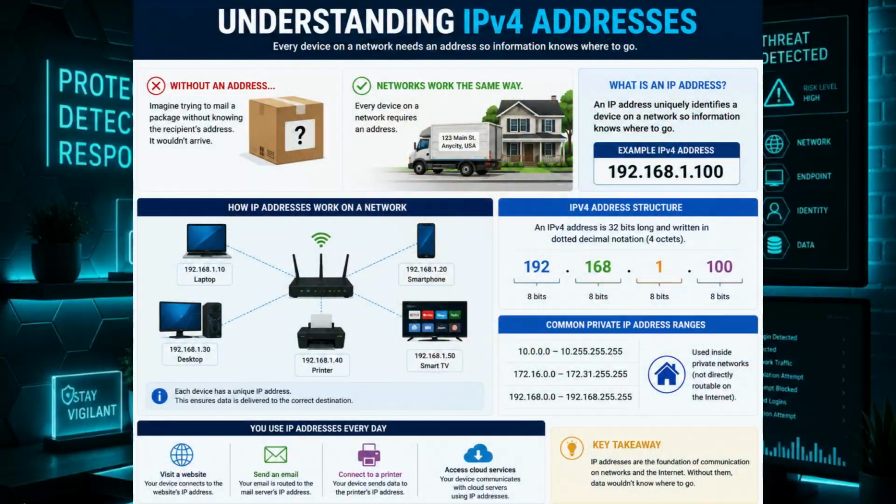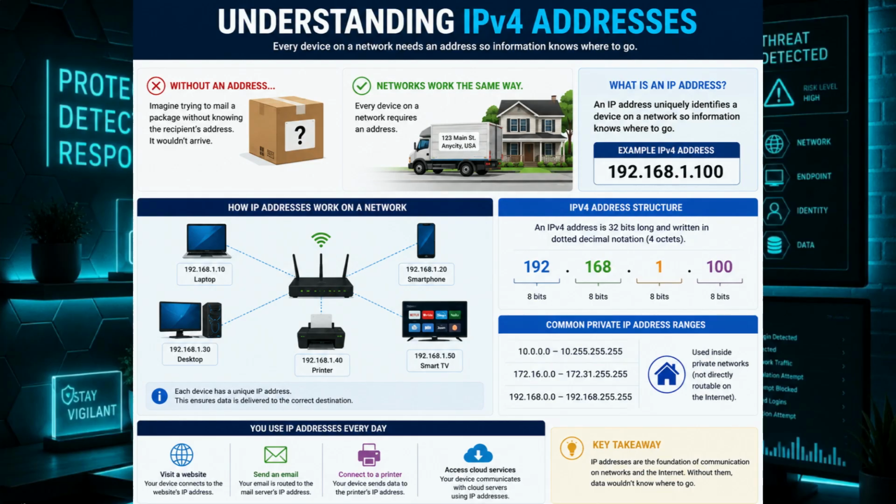Now let's try to understand IPv4 addressing. Imagine trying to mail a package without knowing the recipient's address. It simply wouldn't arrive. Networks work the same way. Every device on a network requires an address, and this address is called an IP address. An example of an IP address is 192.168.1.100. An IP address uniquely identifies devices on a network so information knows where to go, or rather a router knows where to send the information. When you visit a website, send an email, or connect to a printer, your device uses IP addresses behind the scenes.